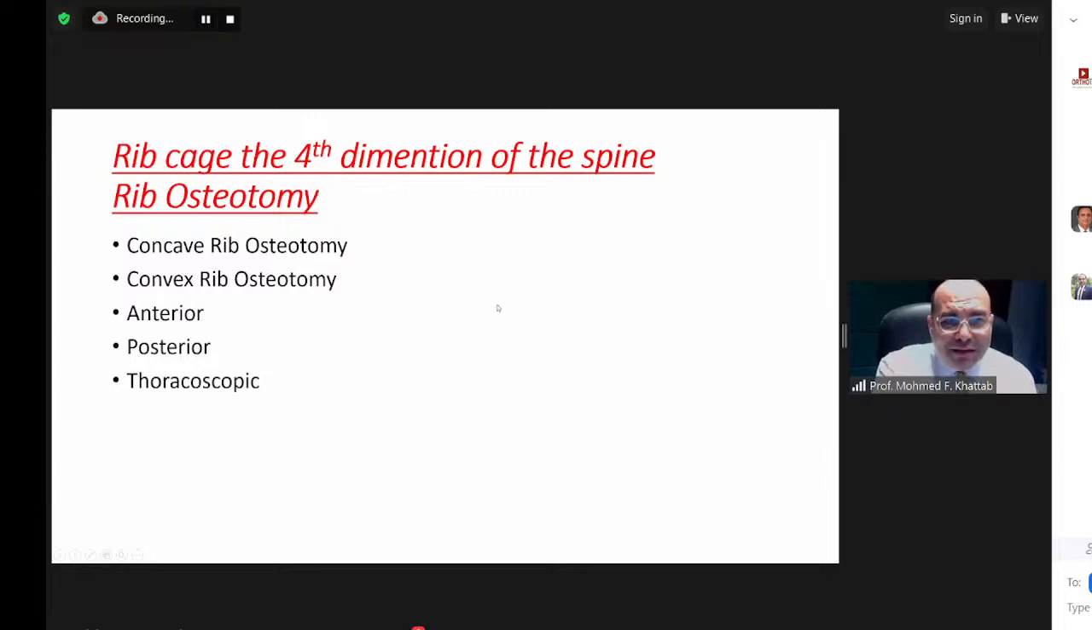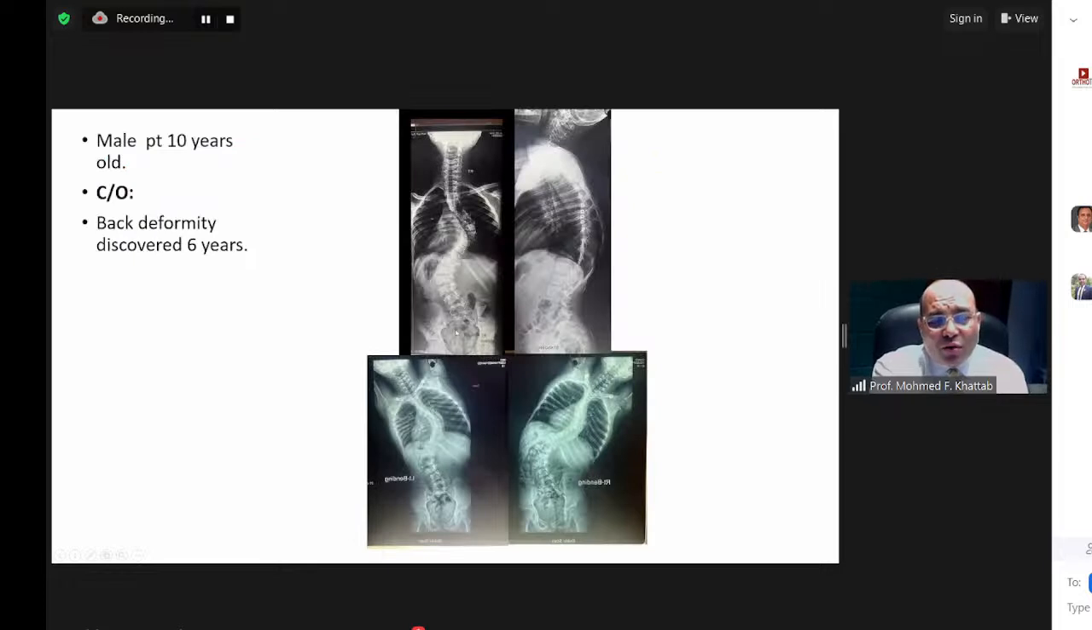But I consider that rib cage osteotomies are among the spine osteotomies that we can do. The rib cage is the fourth dimension of the spine. And we can do rib osteotomies, either concave rib osteotomy to facilitate the patient's mobility on stiff curves, or convex rib osteotomies like thoracoplasty to decrease the rib hump after doing the correction. Even if you can see some rib hump, you can remove part of the rib. It can be done anteriorly or posteriorly, and it can even be done thoracoscopically. Like this 10-year-old boy with scoliosis.